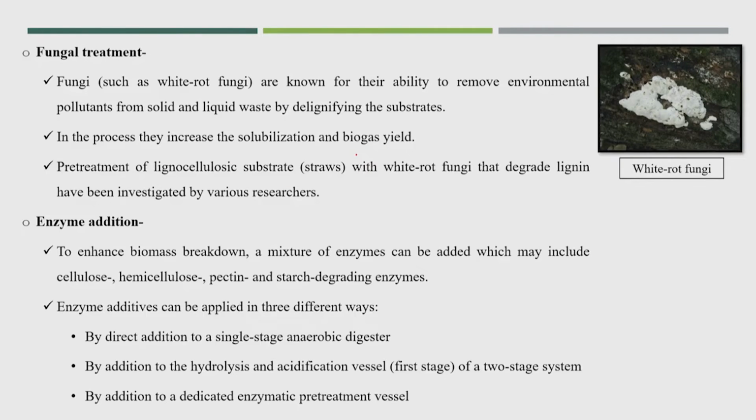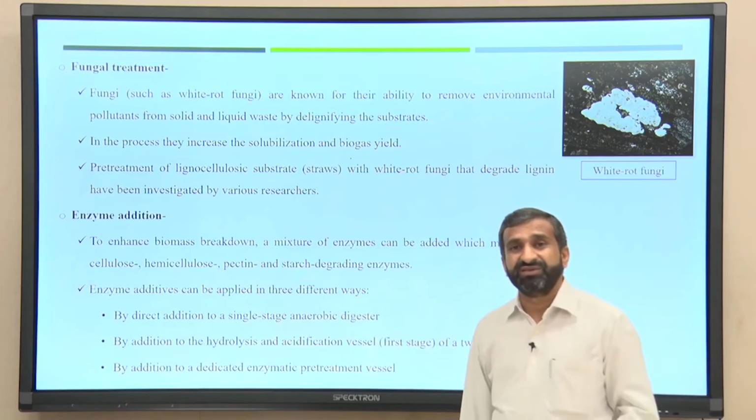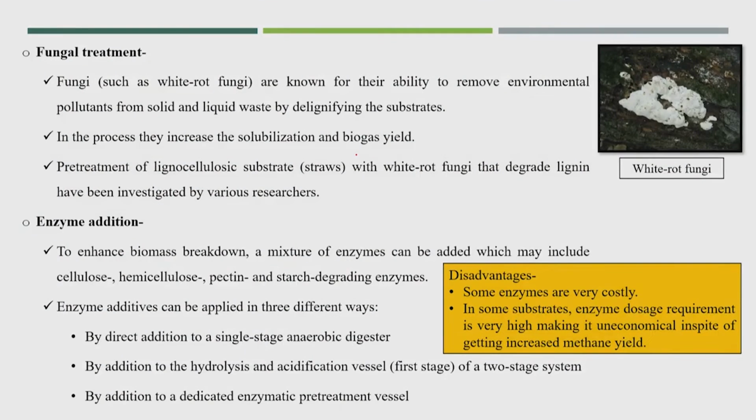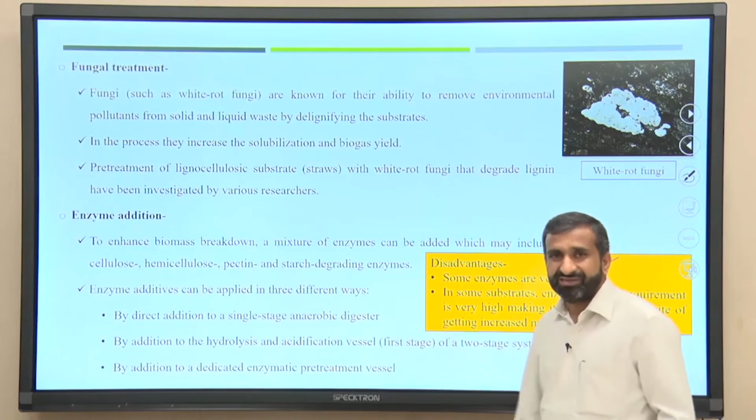I believe that rather than adding microbes directly, adding the enzymes is more beneficial for the anaerobic digestion process. So, what are the disadvantages, especially for enzyme addition? It is costly, because extraction will be required, and for some substrates the enzyme dosage requirement is very high, making it uneconomical in spite of the increase in methane yield. So, you will require a large amount of these enzymes for the degradation process. Obviously, the cost will be more.